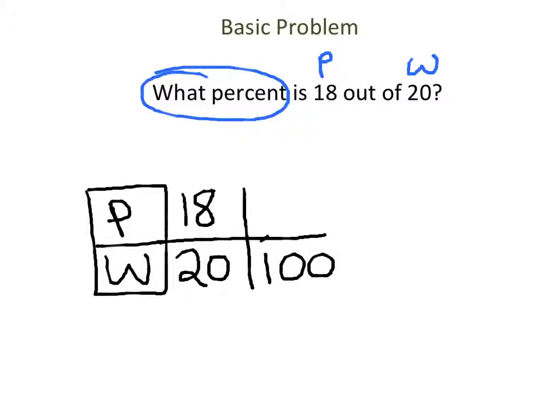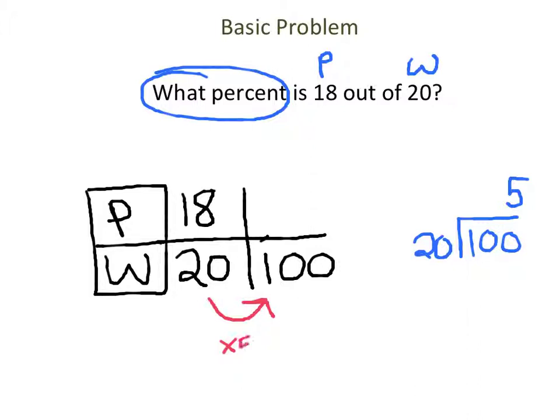Now, all I need to do is ask myself, how do I get from 20 to 100? Another way of asking that is, how many times does 20 go into 100, or what's 100 divided by 20? And again, if you look at your factors of 100, you'll see that 20 goes into 100 5 times. Of course, you could do the long division if you needed to. So 20 times 5 is going to get us to 100. And if we do it to the bottom, we've got to do it to the top.